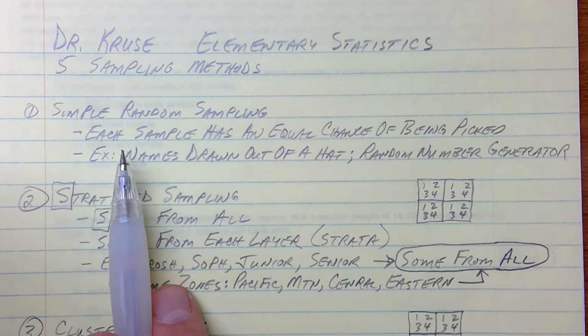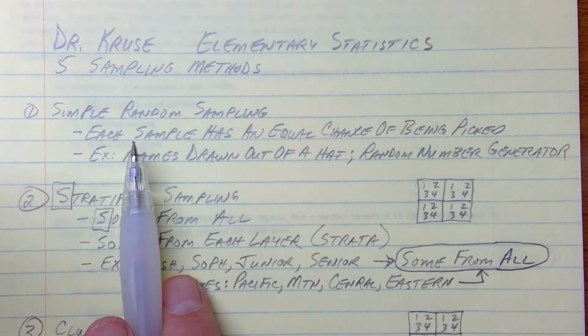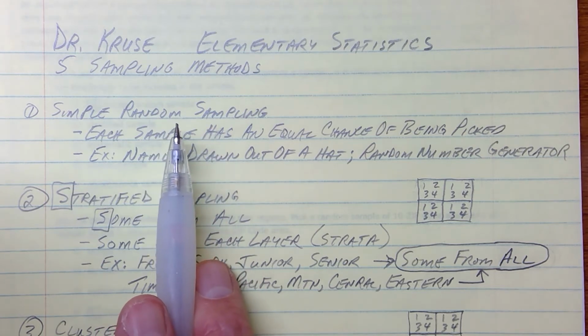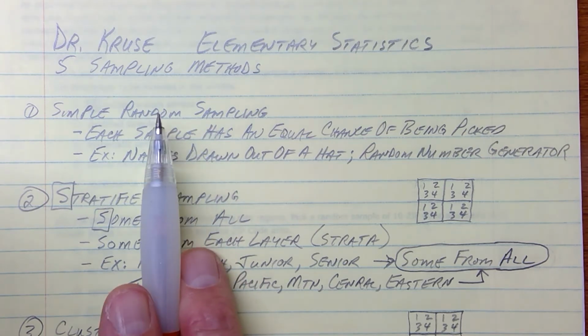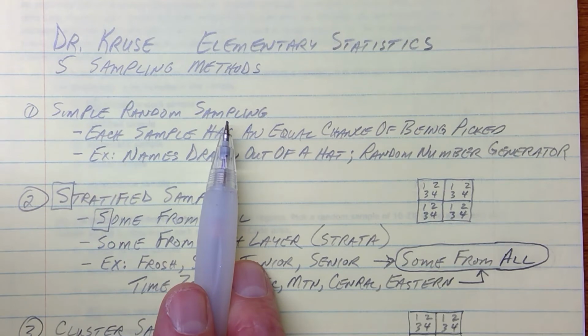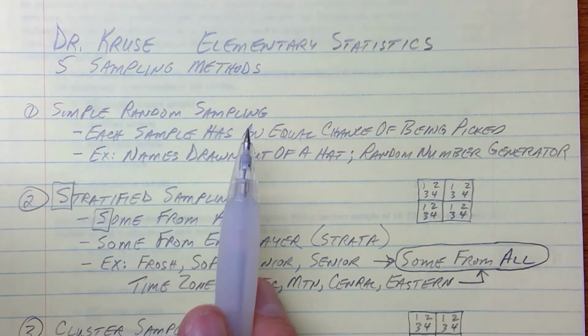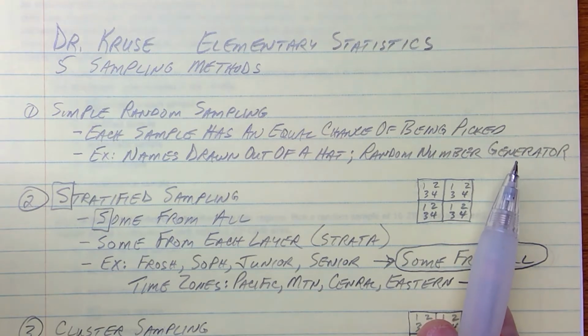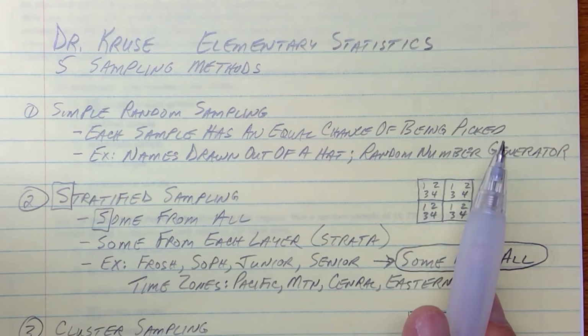If I wanted a group of 10 random students out of my 30 in the classroom, I'd put all 30 names in the hat, and I'd randomly shake the hat and draw out 10 names. And I would have a good sample, a simple random sample. There's something else you can use. It's also called a random number generator or a random number table.